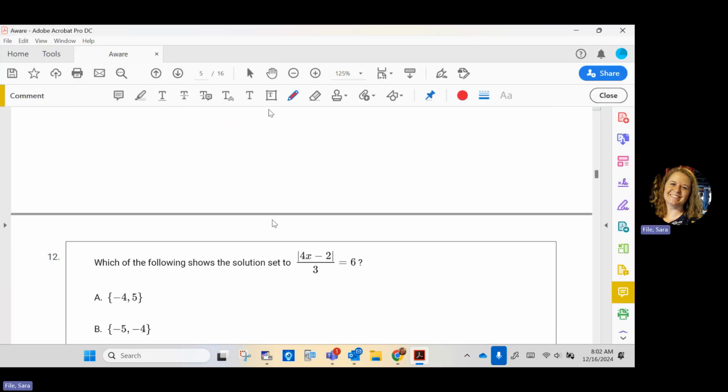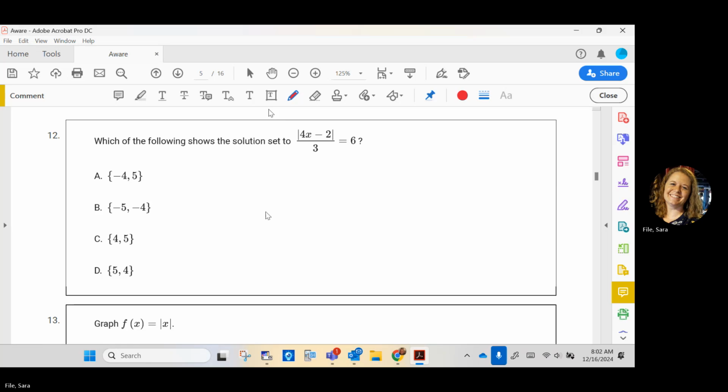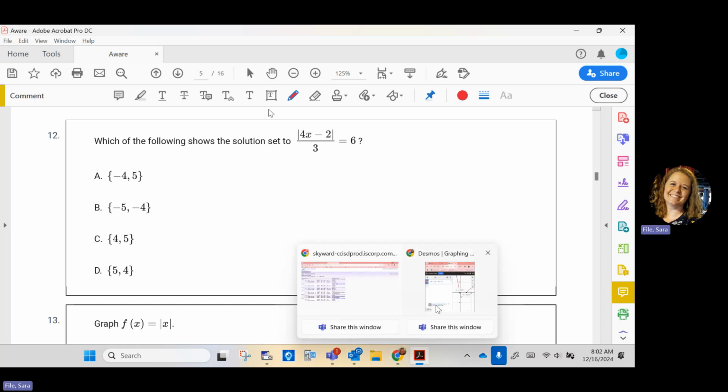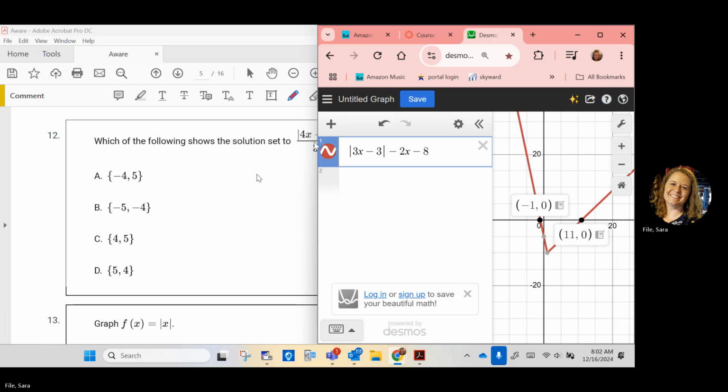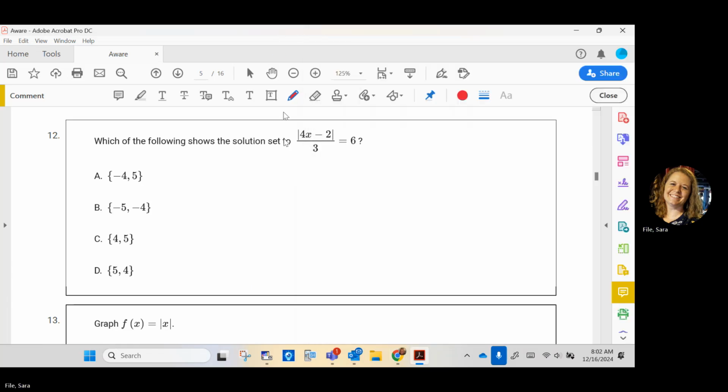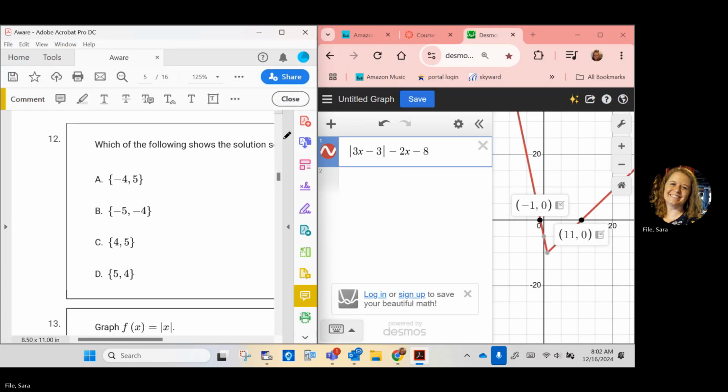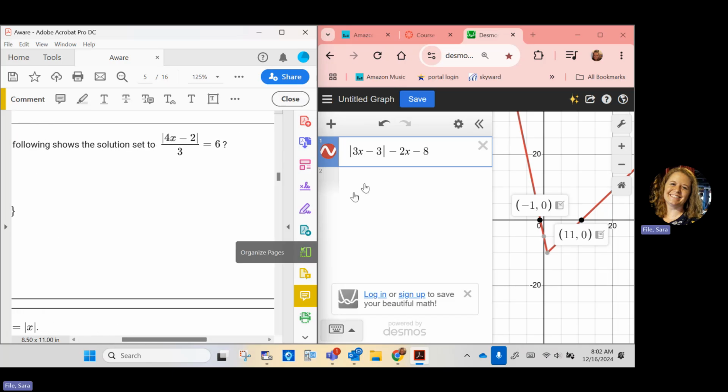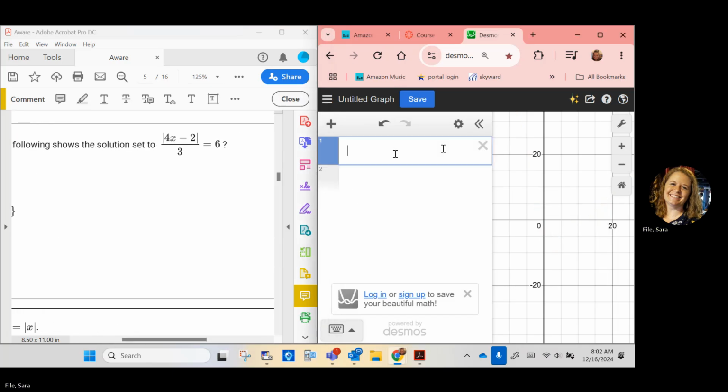All right, number 12. Again, which of the following shows the solution set? Okay, so which of these is a list of solutions to this? We can just use Desmos. Almost this entire test can just be done in Desmos.